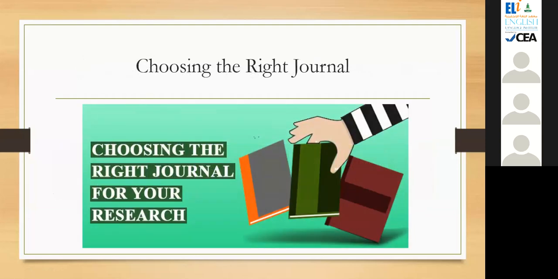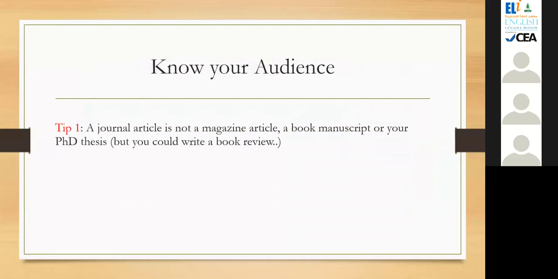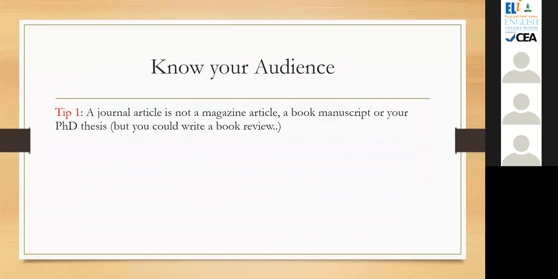Okay. So first, since we want to choose the right journal, choosing the right journal has some processes. You have to know your audience. A journal article is not a magazine or a book script, or your PhD thesis, but you could write a book review.